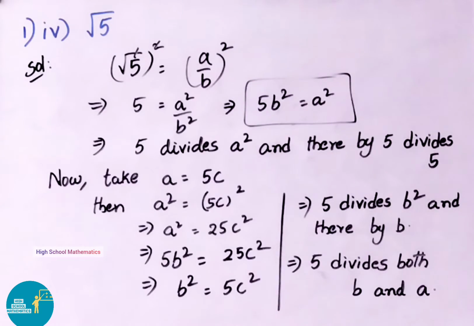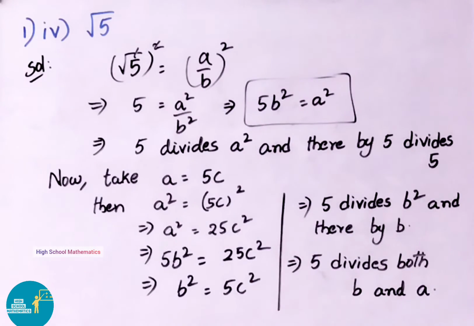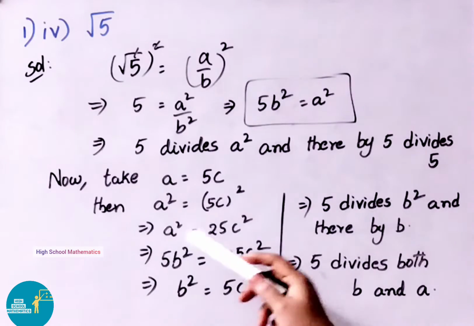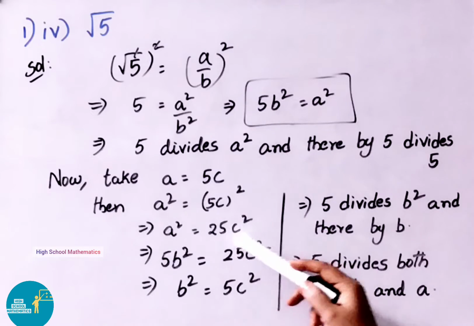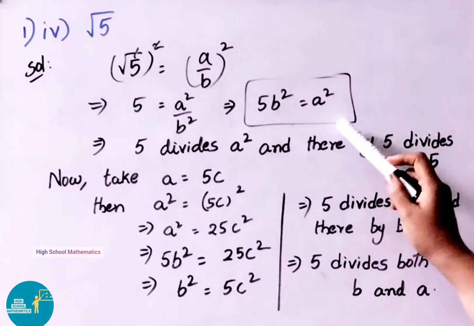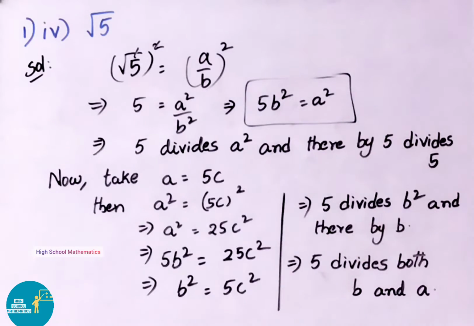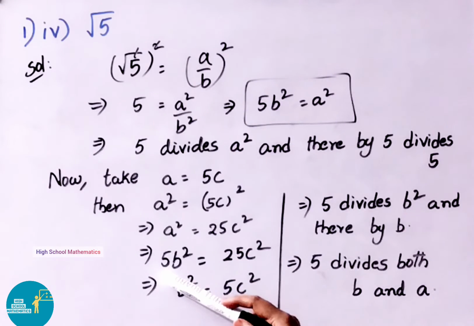Now we shall take a value equals 5c. Now we shall do squaring on both sides. Then a square equals 5c whole square. That implies a square equals 5 square, means 25c square. So a square equals 25c square. Here we got a square value equals 5b square, so we substitute that value here. So instead of a square we have written 5b square equals 25c square.